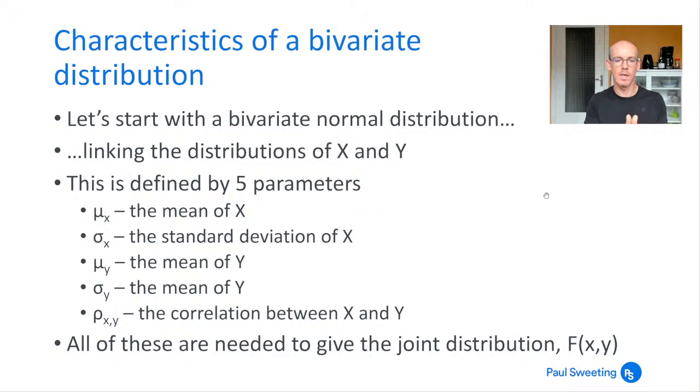So if you are looking at a bivariate normal distribution, linking say two asset classes, two parameters x and y, it is defined by 5 parameters. Mu x, which is the mean of x, sigma x, the standard deviation of x, mu y, the mean of y, sigma y, which is the standard deviation of y, and rho of xy, the correlation between x and y. And these together can give you the joint distribution f of x and y.